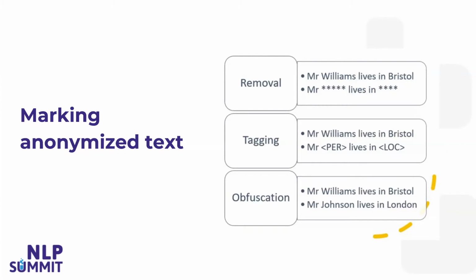The second one is tagging, where we tag information with the related NER token, which is person in my example, or location. And the last mode is obfuscation, where we replace found tokens with randomly selected tokens from a list, which makes the text readable, but at the same time, de-identified.